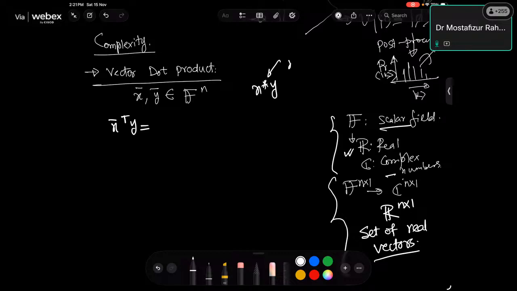For if it is x and y, they belong to C^(n×1), right? So n is the number of elements. So little n or capital N, whatever. If you are okay, you can write that.